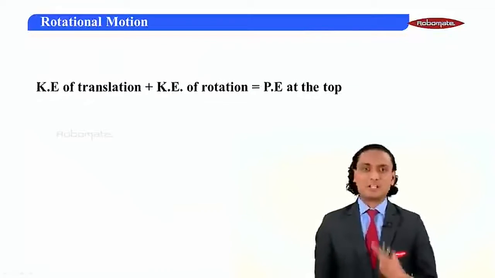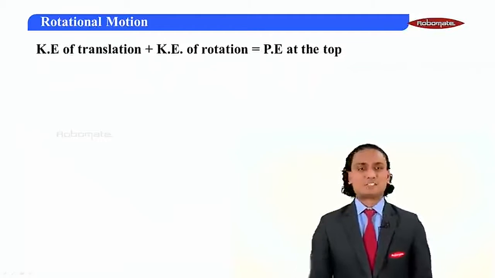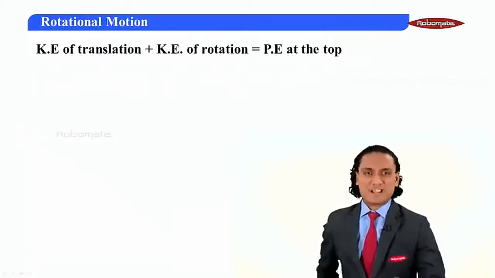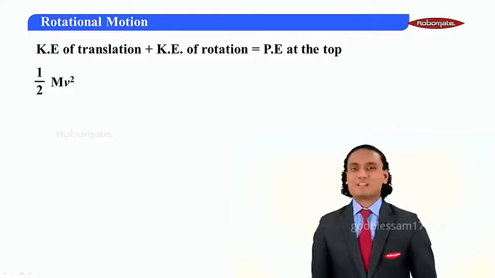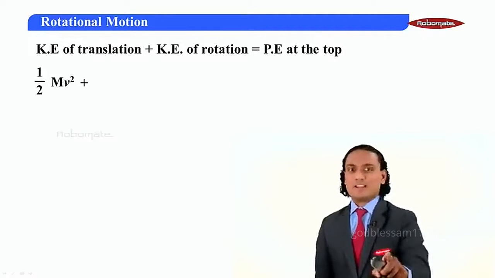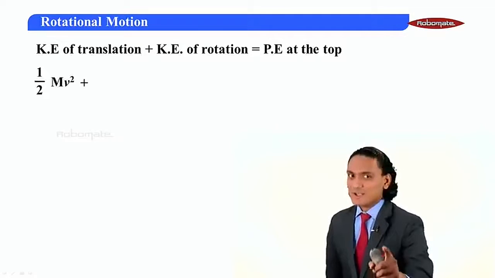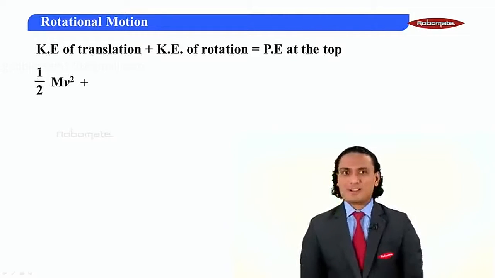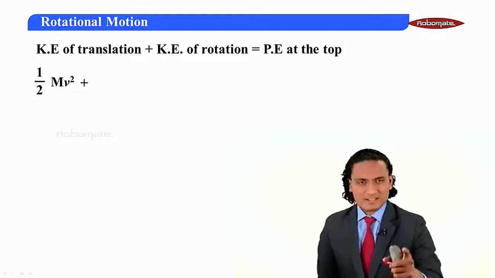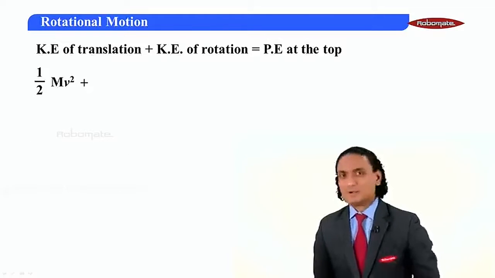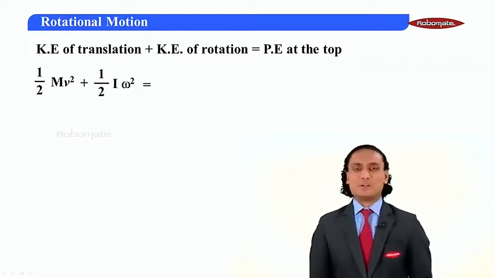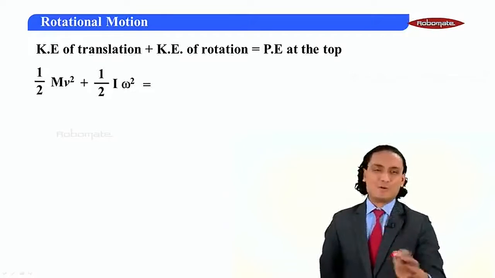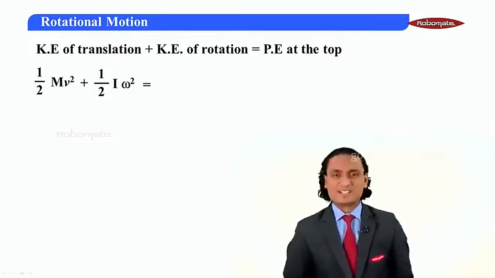Fine students, let us carry this forward. After this, it's formula time. Kinetic energy of translation is half mv square. Kinetic energy of rotation, we discussed in the previous module, is half I omega square, which is equal to potential energy. You know the formula for potential energy. It is mgh.